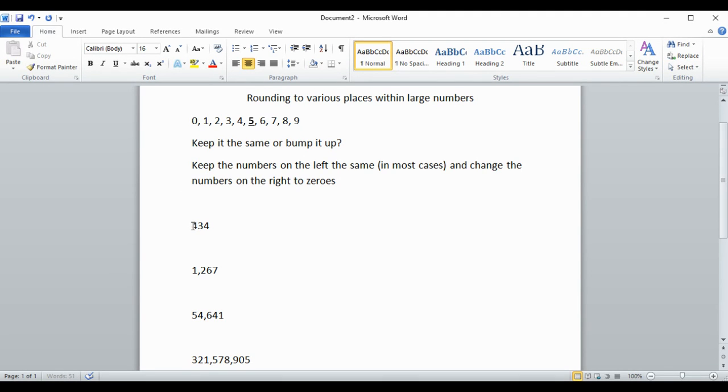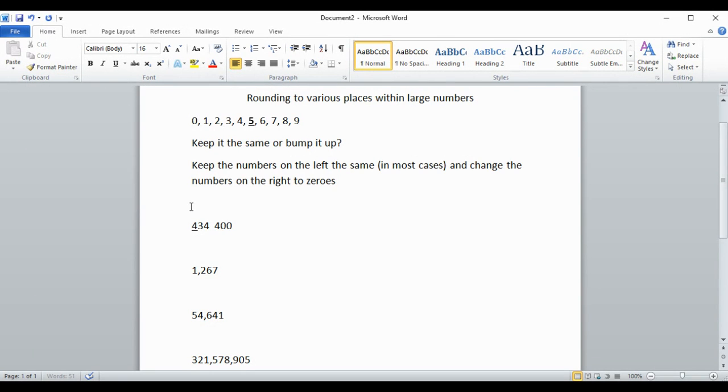So, for instance, if you were asked to round this number 434 to the hundreds place, I underlined the hundreds place, you're going to look next door, into the tens place, and decide, am I going to keep this a 4, or am I going to bump it up to a 5? So the 3 tells you that you are going to keep it the same. So it's going to stay 400, and then you're going to turn the numbers to the right of that into zeros, because what you're saying is that 434 is closer to 400 than it is to 500.